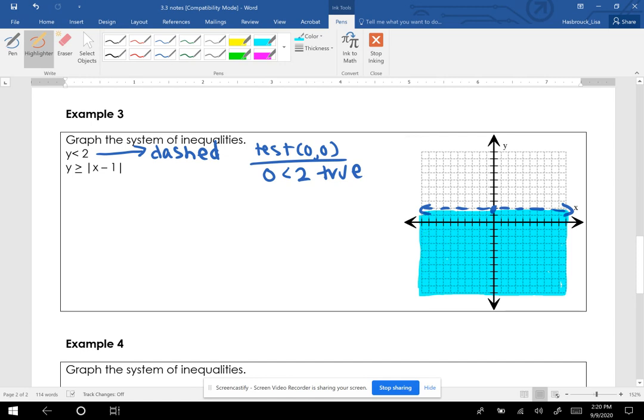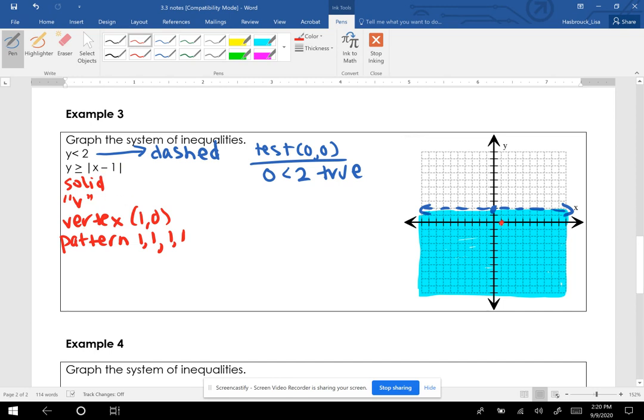Okay, next, we want to graph y is greater than or equal to the absolute value of x minus 1. So this is going to be solid, and it's a V shape. So our vertex is at 1, 0, and our pattern is just 1, 1, 1, 1, and I know that because of the absolute value symbols.